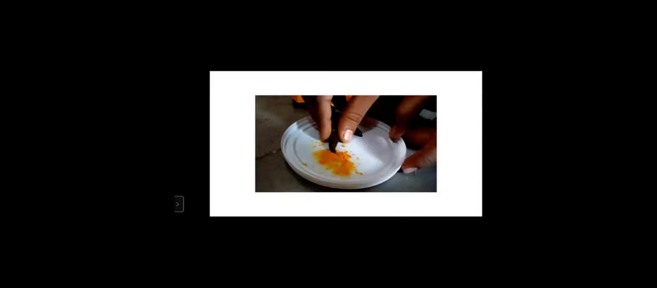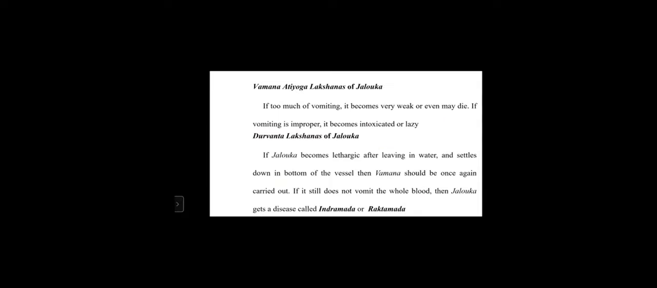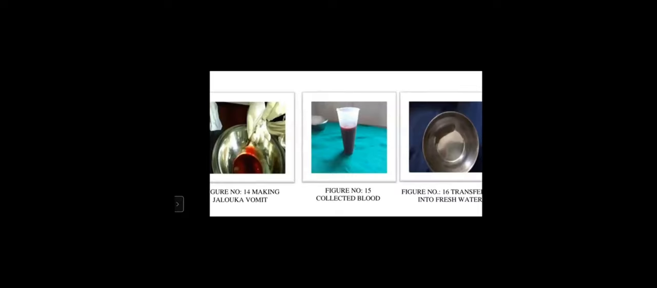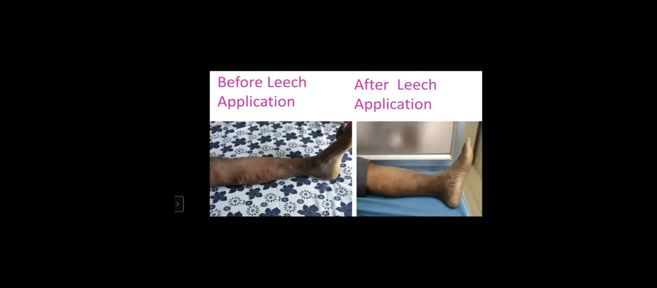Then Paschat Karma for Jalauka. For the Jalauka also, we need to make it vomit. If it is not properly vomited, it is called Indramada. This is how we collect and measure the blood taken out. Then in case of varicose veins and all, we will be doing this.